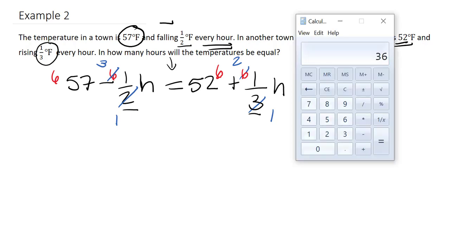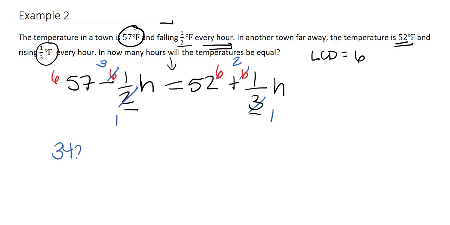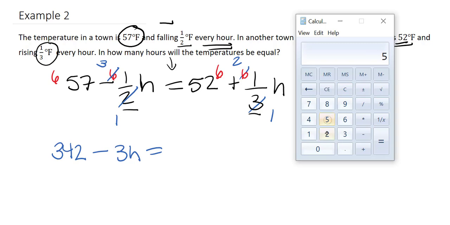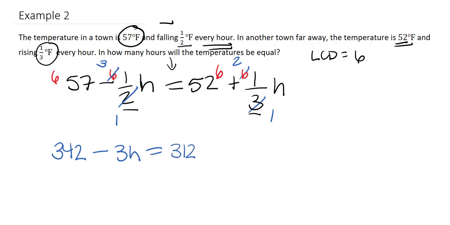We have to go 6 times 57, which is equal to 342. Then we have minus 3 times 1, which is just 3. Then h equals, now 52 times 6, which is 312. And then we have plus 2 times this 1 right here, so that's just 2h.